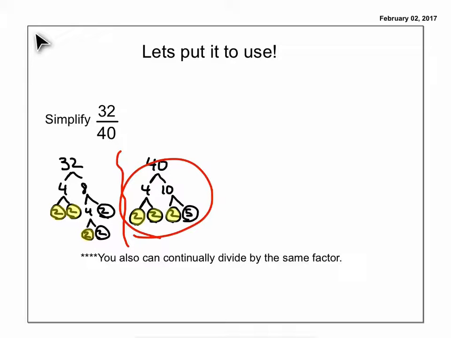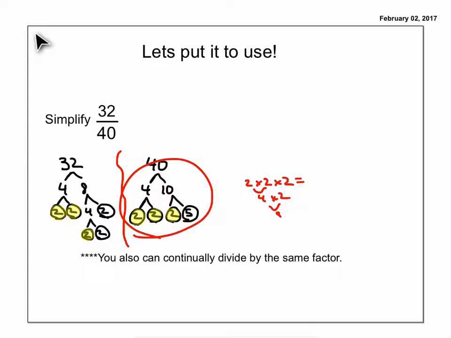All right, we need to multiply the numbers on one side that we highlighted. So we have 3 2's, so 2 times 2 times 2, and we get 2 times 2 is 4 times 2 is 8. So it would equal 8. The greatest common factor of 32 and 40 is 8.